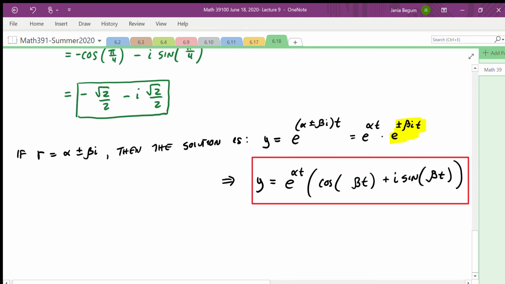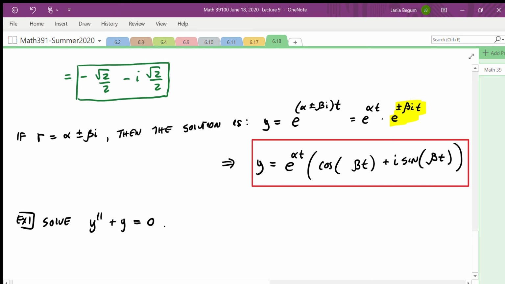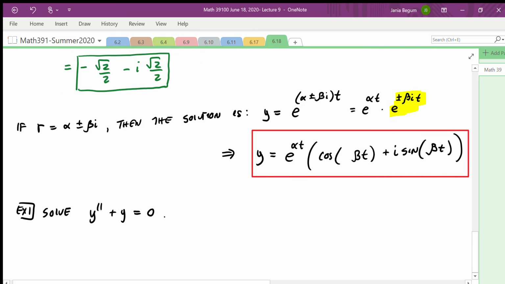So here's our first example for this. Let's solve the differential equation y double prime plus y equals 0, okay? So I want to solve this equation. That means I'm looking for solutions. So we go ahead and write our characteristic polynomial.